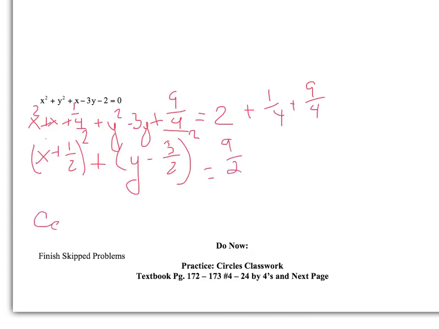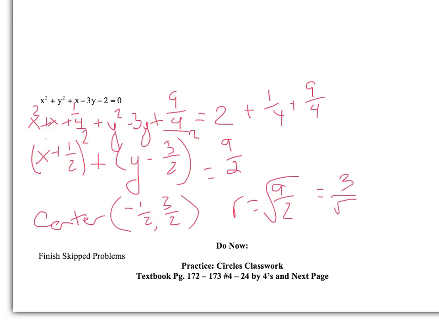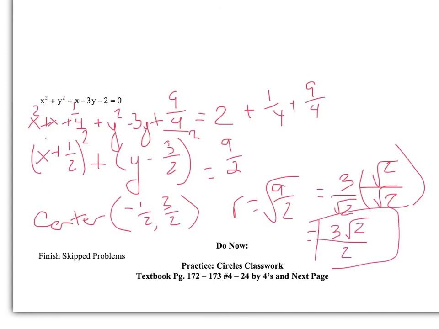My center point will be, change the sign, negative 1/2, positive 3/2. My radius will be the square root of 9/2, which is 3 over the square root of 2. Remember, you can't leave the 2 in the denominator, so I'm going to rationalize by multiplying by the radical 2, numerator and denominator. And you get 3 radical 2 over 2 as a final answer there. At this point, I would like you to try the problems that I did skip.